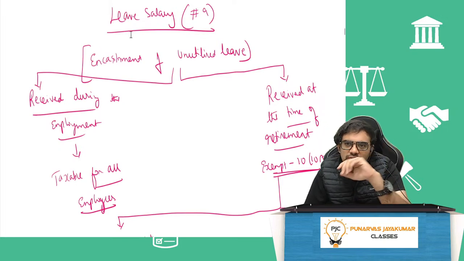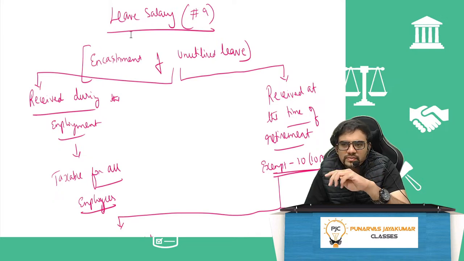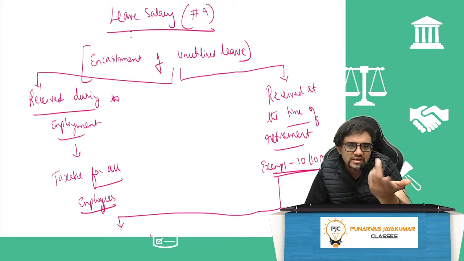Saturday, Sunday anyway will not be working. So roughly, if you remove the weekends, 52 weeks, around 100 days are gone there only, because generally people don't work on Saturday and Sunday.